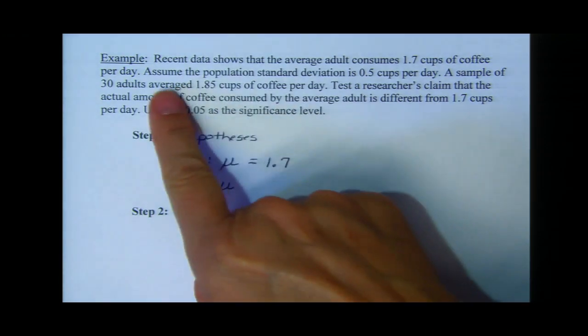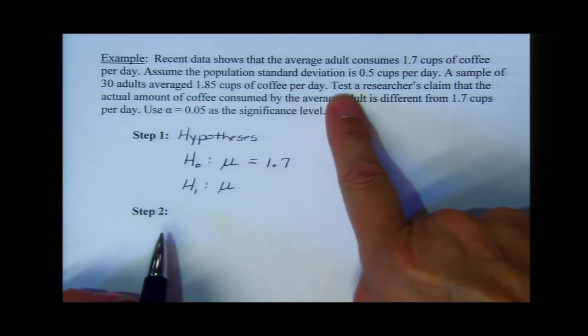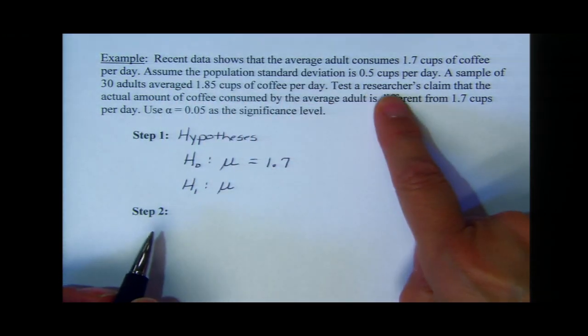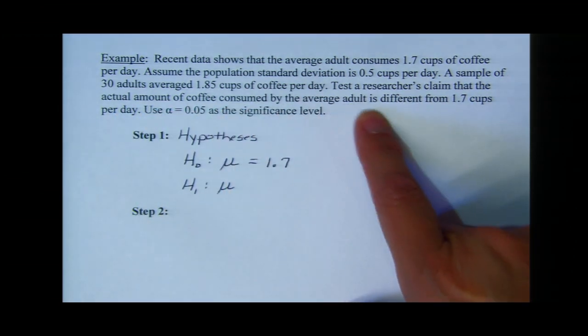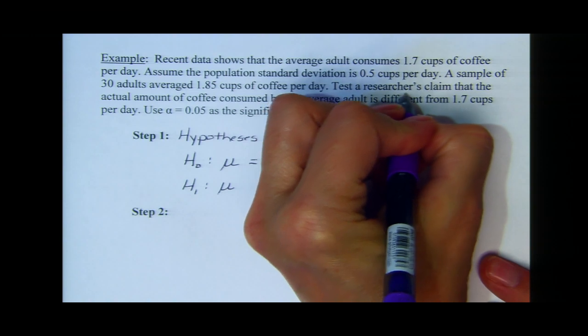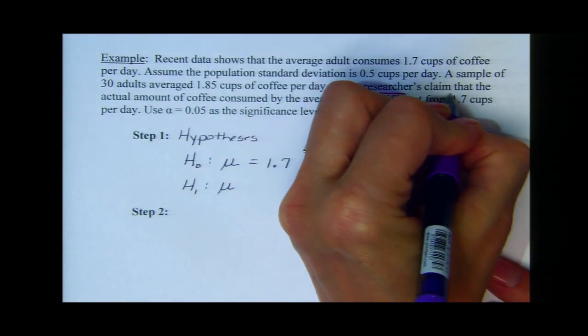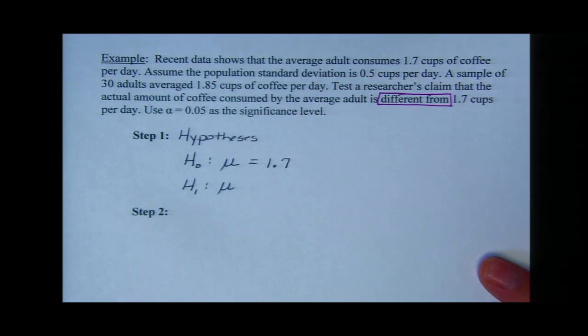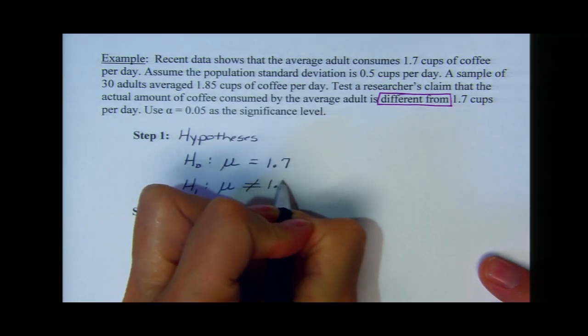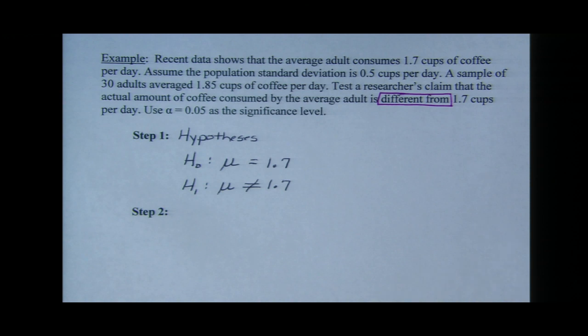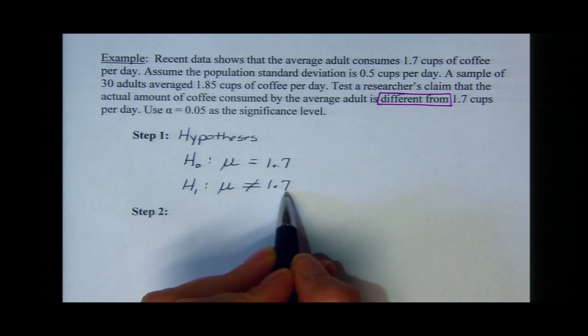And as I read the remainder, I come down here and it says test a researcher's claim that the actual amount of coffee consumed by the average adult is different from 1.7 cups. Different from means is not equal to. It could be less than, it could be greater than. I don't care. I'm just saying it's different from. And these numbers are always the same.